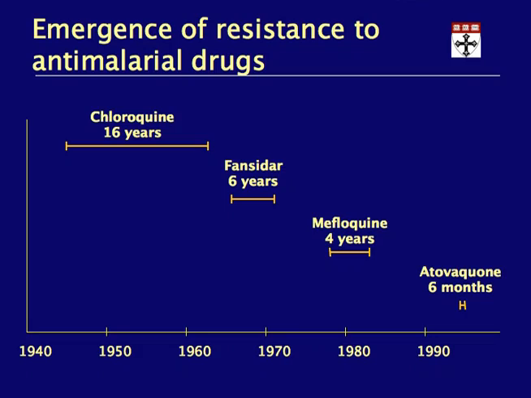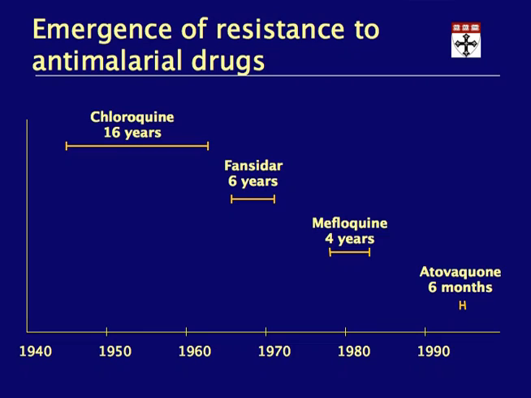Okay, so one of the problems that we face in malaria is this emergence of resistance. So this is just a timeline to show you. That's chloroquine. That turns out to have been the absolute best antimalarial drug ever developed. This is Fansidar. This is a combination drug that targets nucleic acid synthesis. Resistance appeared very rapidly. This is mefloquine, another drug based on quinine.